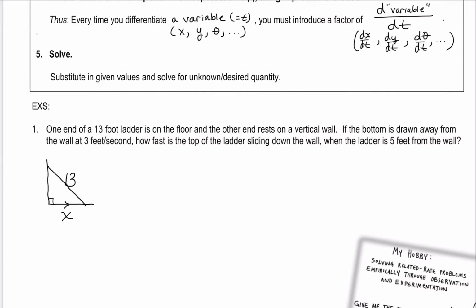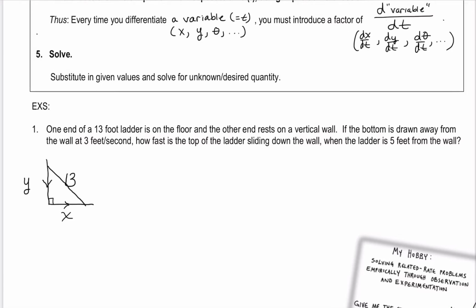So I wouldn't put the 5, let's say, on this picture, because that's the point of interest in the problem, but this is a changing quantity. Let's label it with x. And same thing with the vertical part here. Let's call it y. That is also sliding down, so that is changing. So I'd only label the number of the 13.